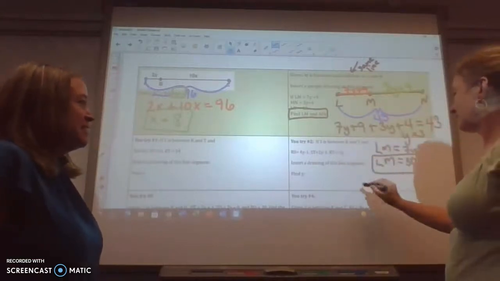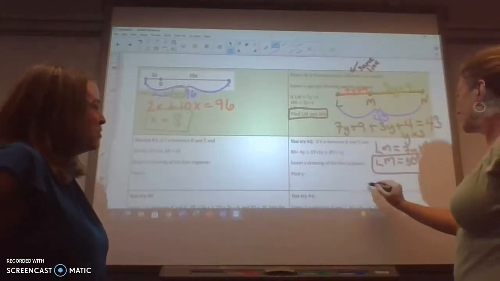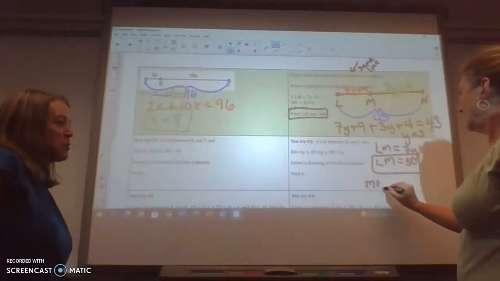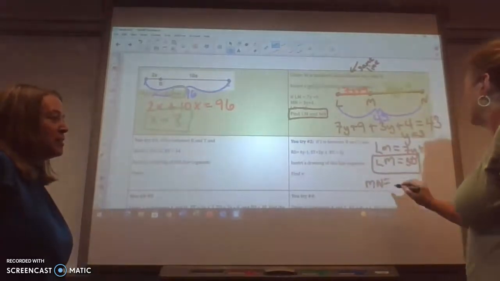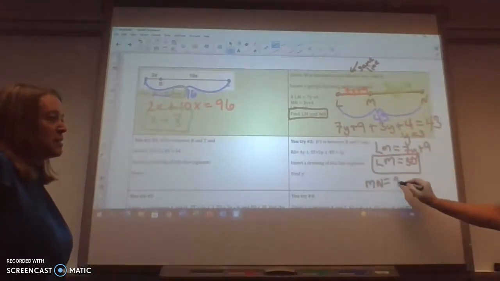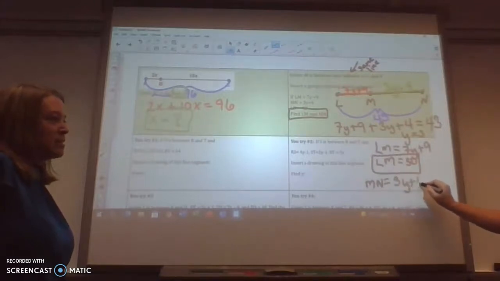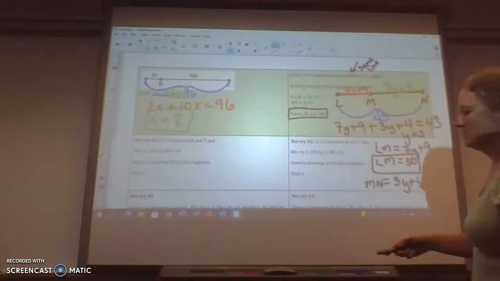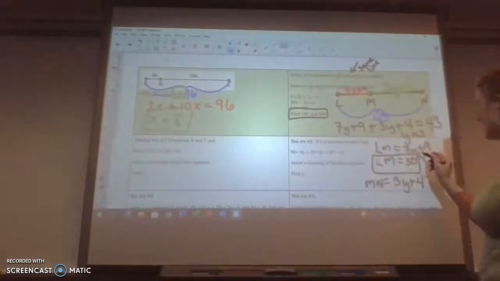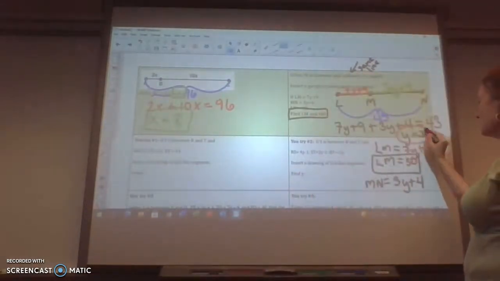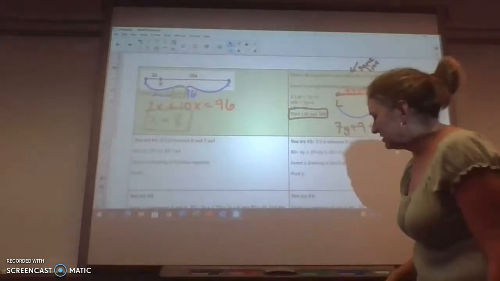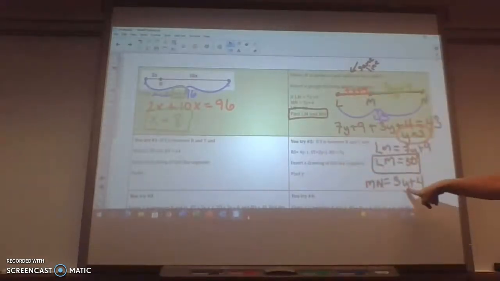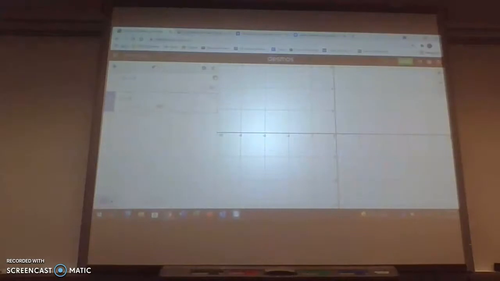Same exact method. I'm taking up this whole paper. I didn't leave enough room for you. MN, I've got ugly handwriting, equals 3y plus 4. And I'm going to do the same thing. I'm going to take my y equals 3. I'm going to circle that up here because it's going to get lost. This isn't the answer, but that's key information. I'm going to take my y equals 3 and plug it back in here. But remember to change your variable to a.